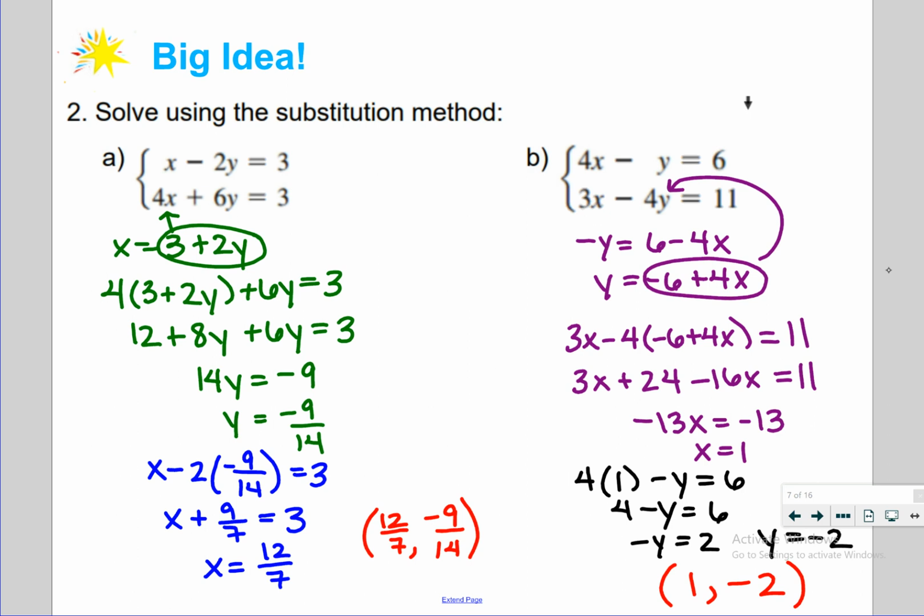Make sure in this step, you're distributing the negative 4 through. That's a common mistake. People only distribute the 4 through and then mess up their signs.